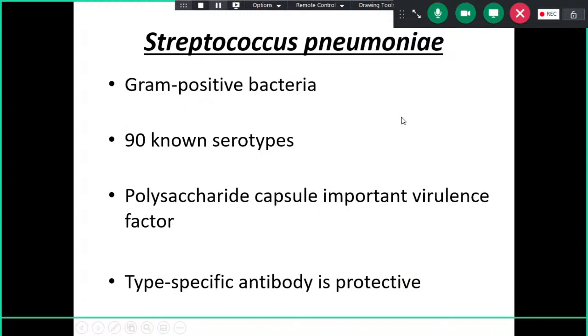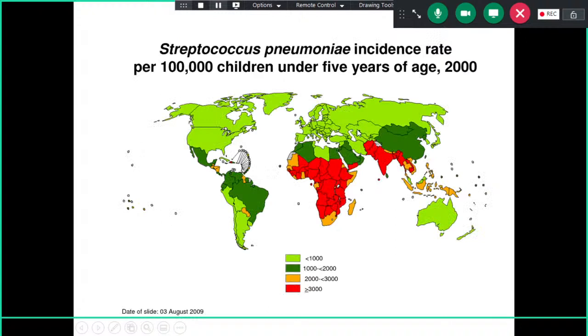Similarly, Streptococcus pneumoniae is a gram-positive bacteria with more than 90 different serotypes. It has a polysaccharide capsule. It has different kinds of enzymes, neuraminidase, pneumolysin, and proteases. These are the virulence factors for Streptococcus pneumoniae. Streptococcus pneumoniae is a major health issue all over the world. You can see India has more than 3,000 cases per 100,000 population. So it's a huge number. Streptococcus pneumoniae is a major issue in the Indian subcontinent.